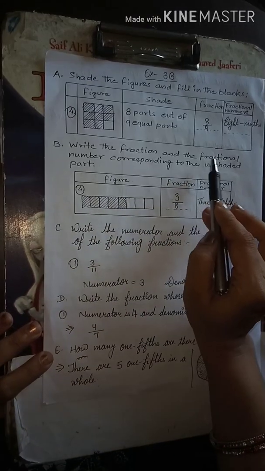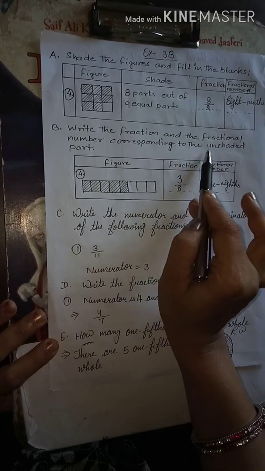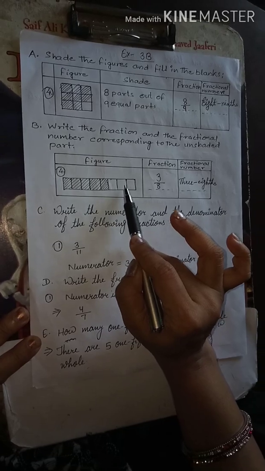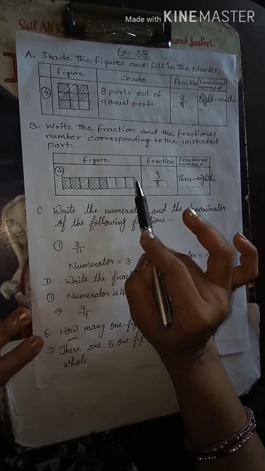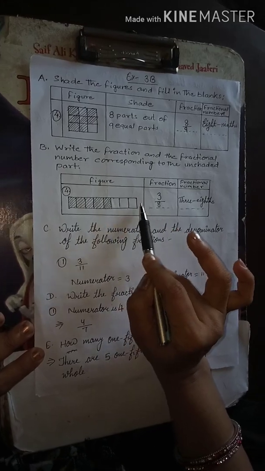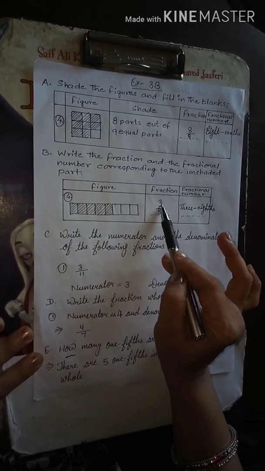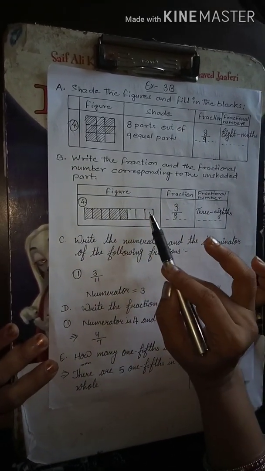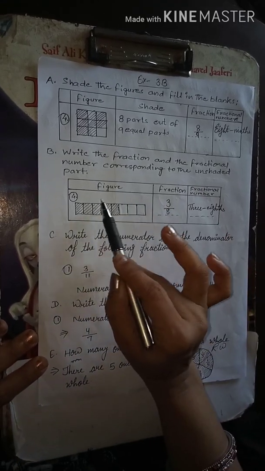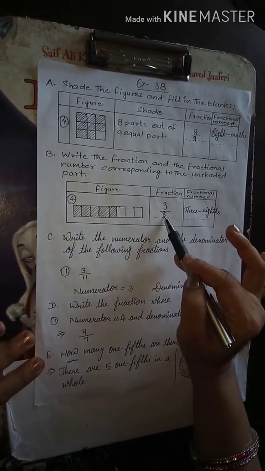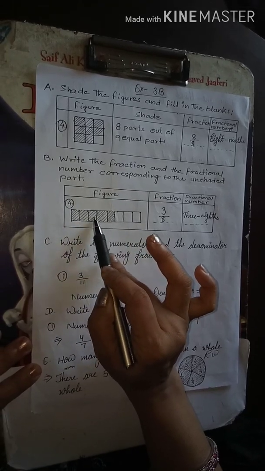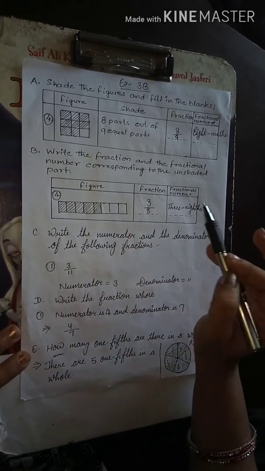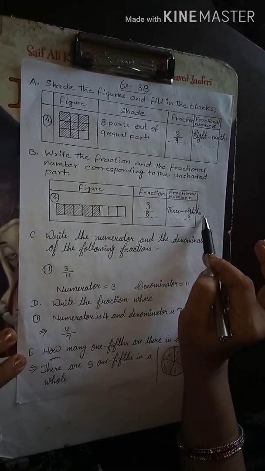Next question number B. Write the fraction and the fractional number corresponding to the unshaded part. So in this figure you have to count how many parts are unshaded. 1, 2, 3. So the unshaded part we will write in numerator, because the question is asking corresponding to the unshaded part, and total number of parts we will write in denominator. Total number of parts: 1, 2, 3, 4, 5, 6, 7, 8. So 3 by 8, and fractional number 3/8.